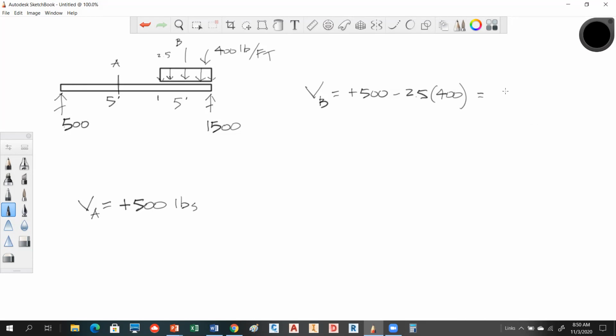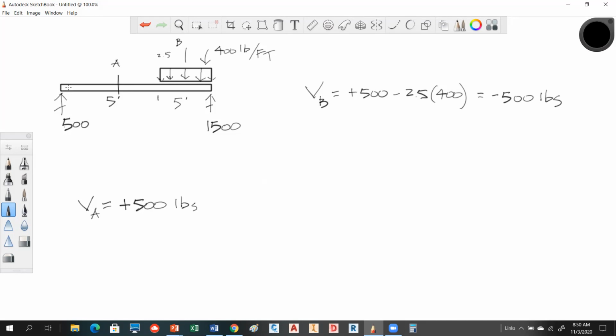Anybody get a number? Positive 500? I got a negative. Same. Yeah, okay, negative. So again, remember, the sign's not critical as long as you're consistent, okay? Up, down, all right? So notice what's happened now again.